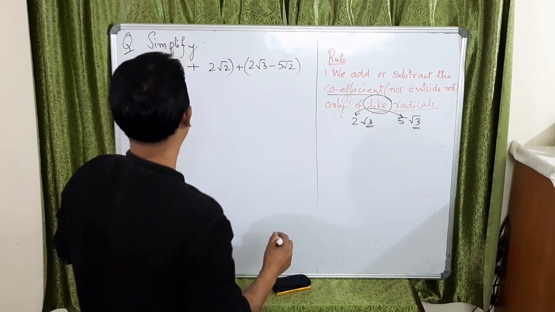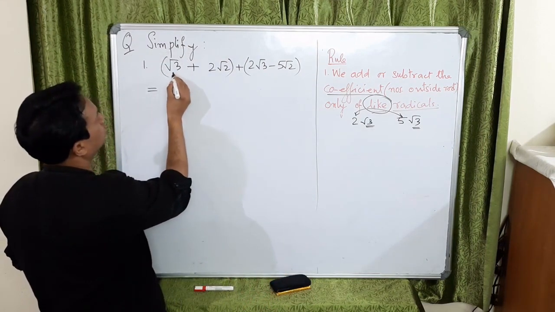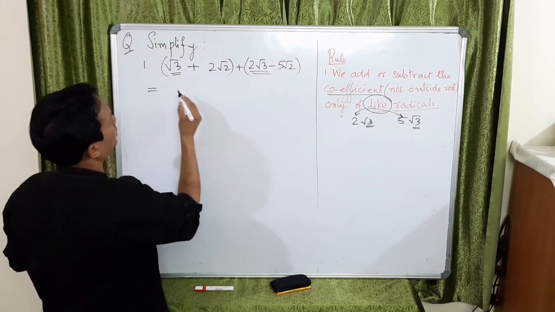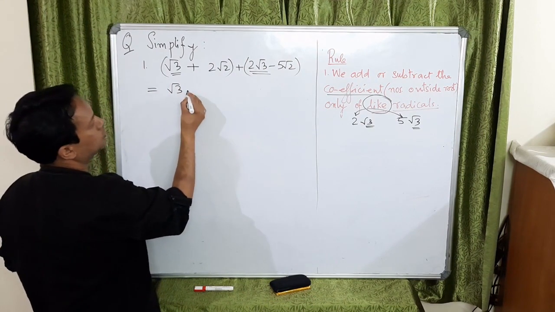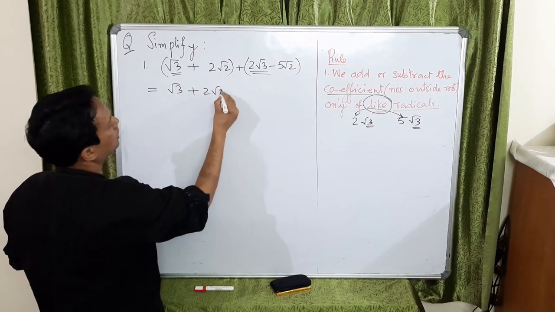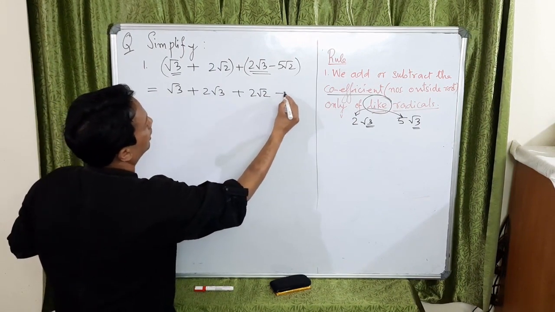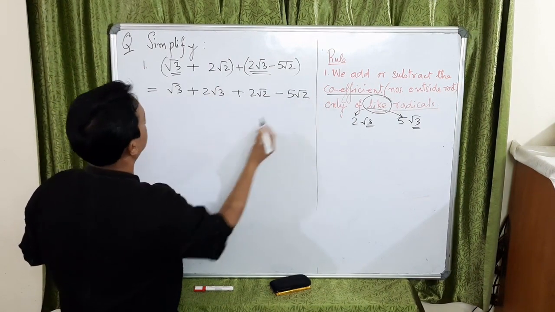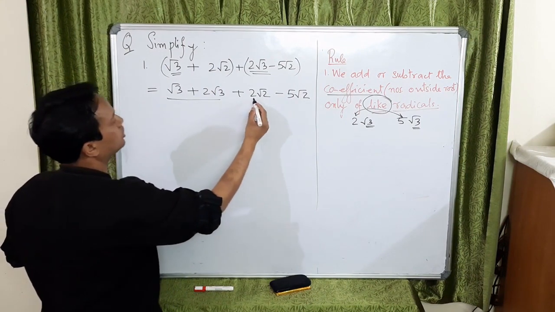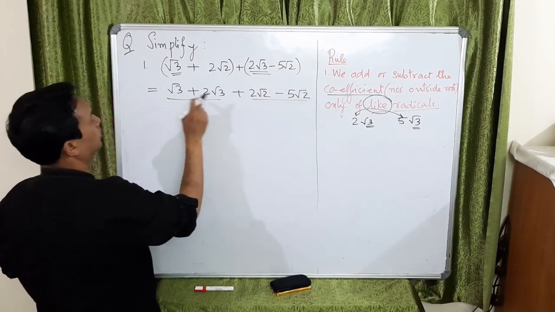Let's do this sum. Now here we have root 3. And here also we have one more root 3. So they are like. So let's arrange them. Root 3 plus 2 root 3. Then we have plus 2 root 2 minus 5 root 2. Now these are like radicals. And these two are also like. These are root 2, root 2. These two are root 3, root 3.